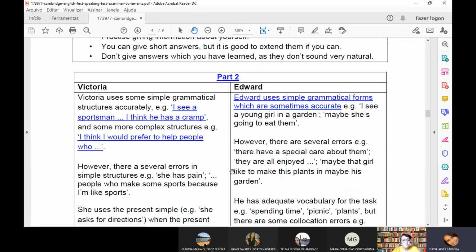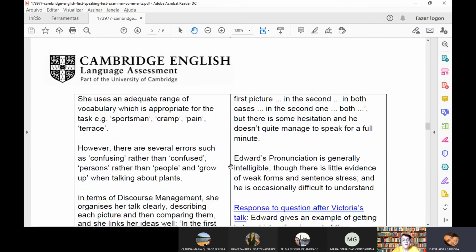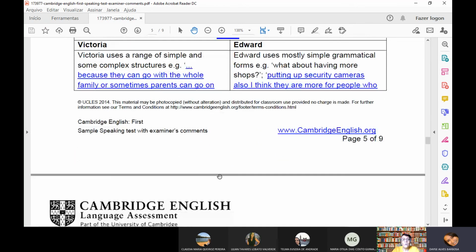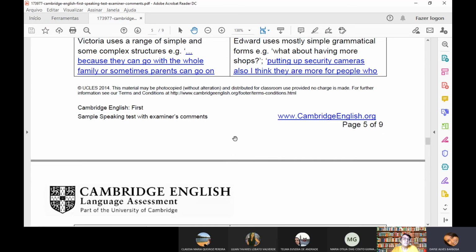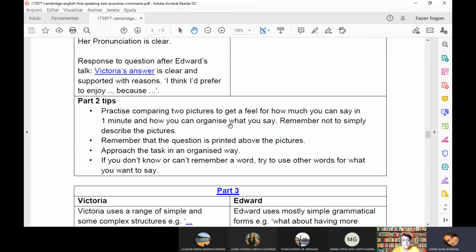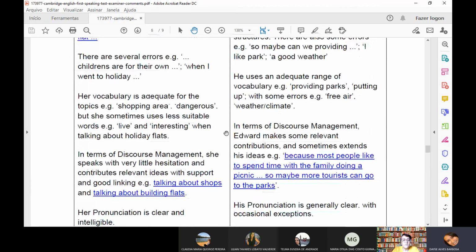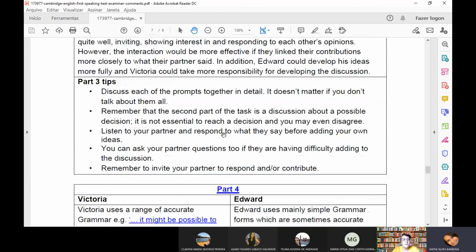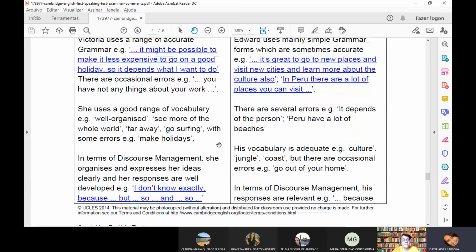Part 2. So I'd like you to have a look at them on your own so you see how they were assessed. This information is not given to the candidates. Only the assessors, only the examiners have access to it. Okay, but it's important that you know how they performed and you compare to your own performance.